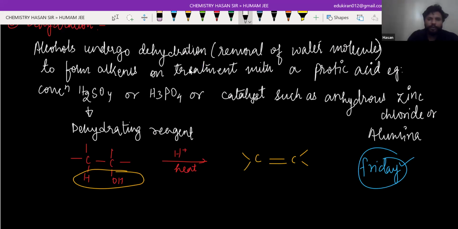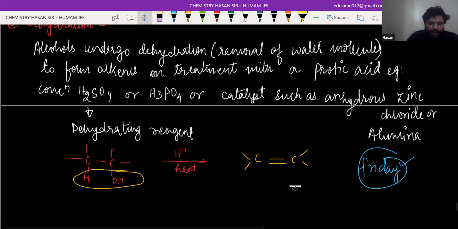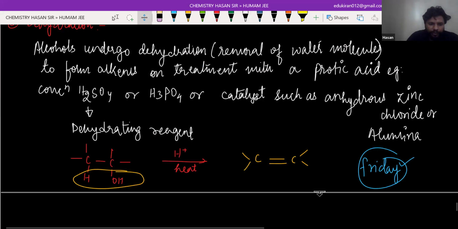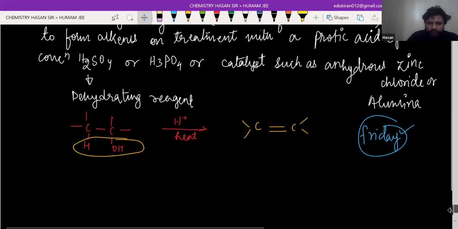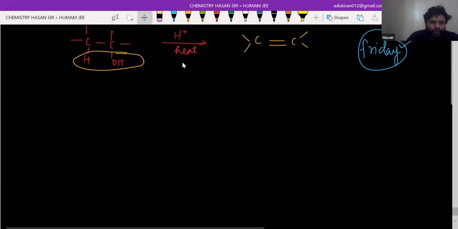Okay. So I'm going to show you the mechanism. Very easy it is. Please do write. You are done with up to this, right? Yes. Okay.